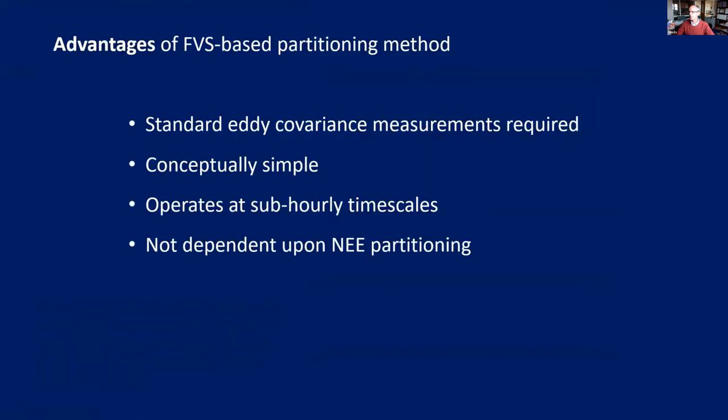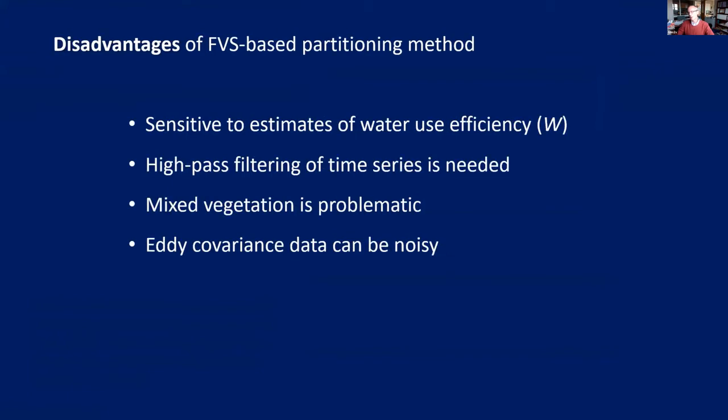So some advantages of this technique: it just requires standard eddy covariance measurements. It's conceptually simple. It operates at sub-hourly timescales. And this technique isn't dependent upon net ecosystem exchange partitioning, which has some of its own issues. And then some disadvantages: probably the main one is that it's sensitive to estimates of the water use efficiency. You do need to apply high pass filtering of the time series because we want to focus on the exchange eddies and not the ABL scale, large scale eddies. So you can't just use an EddyPro output, which gives you those covariances and variances. You probably should apply some high pass filtering.